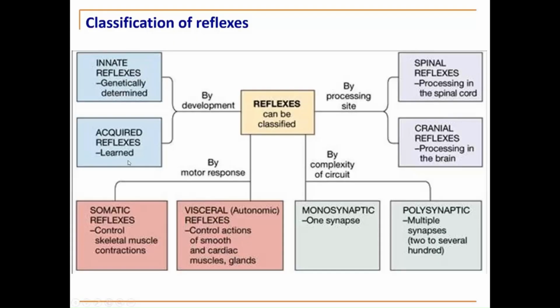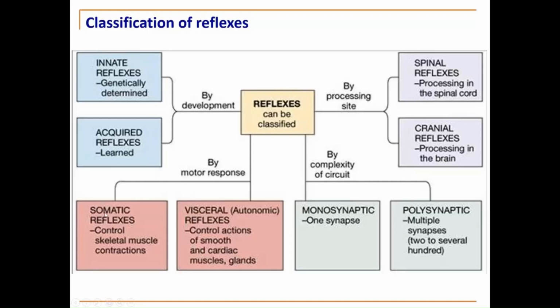They can be acquired, which are learned, for example, the emergency brake in a car. So if you're an inexperienced car driver, you've only just passed, you might be a lot slower to press the brake in an emergency situation than someone who's more experienced, because it's a learned reflex. They can be classified by motor response.